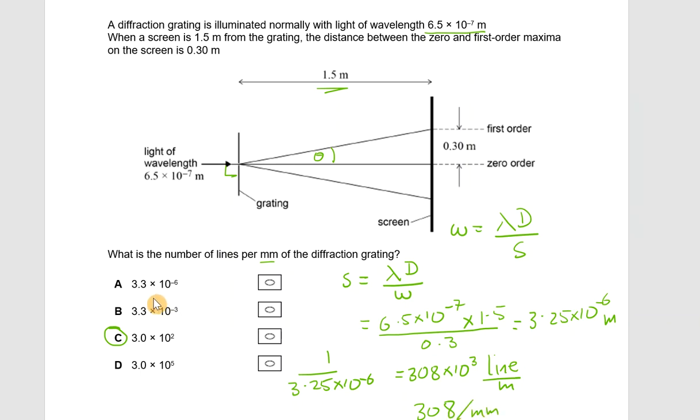You'll see there isn't a 308 per millimeter option. The closest is 3 times 10 to the 2, which is 300 per millimeter. As I said, this is an approximation when the angle is small, but it's good enough to answer this question nice and quickly.